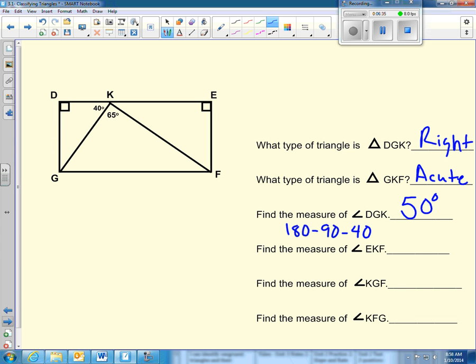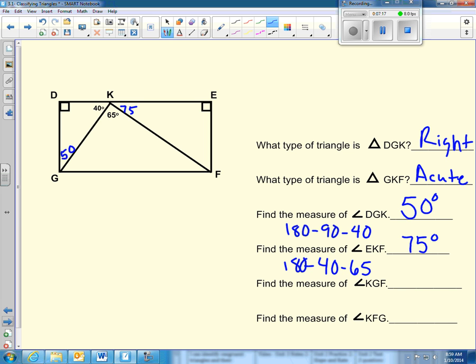All right, find the measure of EKF. So we're going to find this one. Well, if I look here, these 3 angles all make a straight line. They are going to add up to 180 then. So if we take 180 and we minus out our two known angles, 40 and 65, that's going to get us a measurement of 75 degrees. Okay, so let's just fill in those 2 angles that we know. This one's 50 and this one's 75.